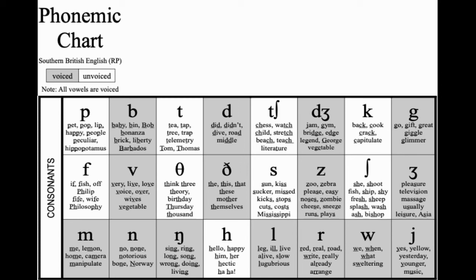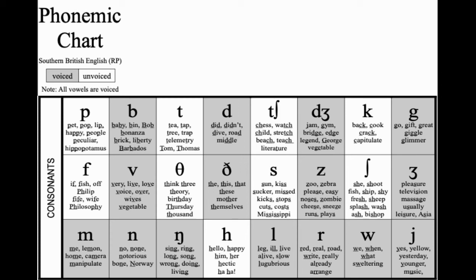ash, bishop. J is a voiced, lenis, palato-alveolar, fricative consonant, like in pleasure, television, massage, usually, leisure, Asia. M is a voiced bilabial nasal consonant, like in me, lemon, home, camera, manipulate. N is a voiced alveolar nasal consonant, like in no, none, notorious, bone, no way.